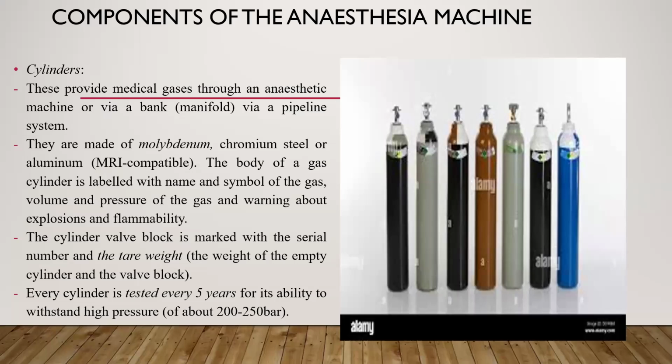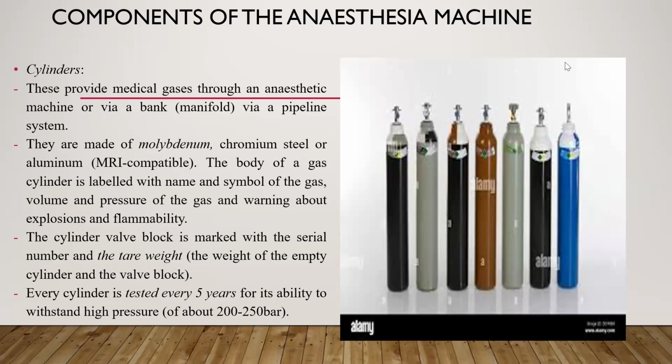All right, so these cylinders provide gases through an anesthesia machine or via a manifold. So we have the pin-index cylinders like this. We have the manifold, the bigger cylinders. Note that they are made up of molybdenum. Molybdenum makes it lighter but stronger. Then there are those that are made of aluminum, and those that are MRI compatible.